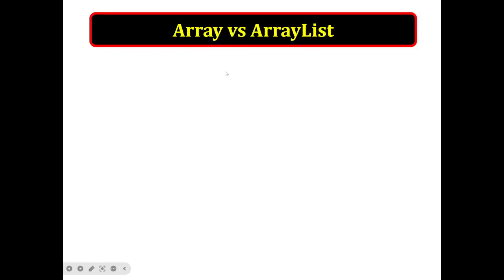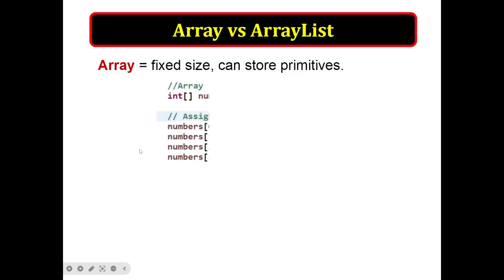Next important question which is asked very often is, what is the difference between array and array list. Array is a fixed size and it can store primitive values only. As an example, you can see this is an integer array with a fixed size of 4, and this is how we can assign values to the array. Array index starts with 0 and is incremented by 1 every time we use the next array index. So this is about the array.